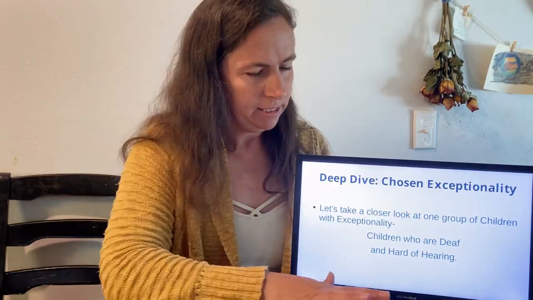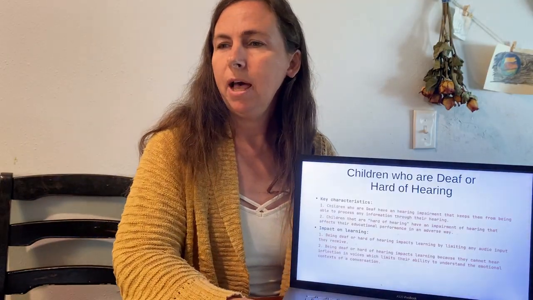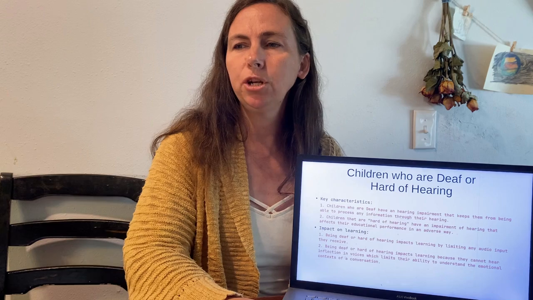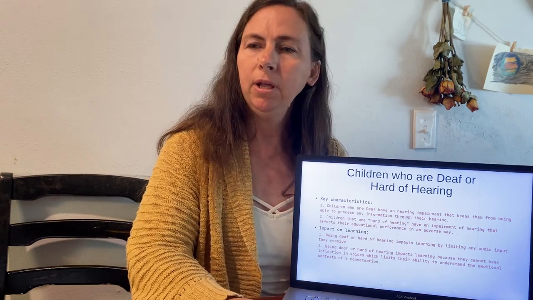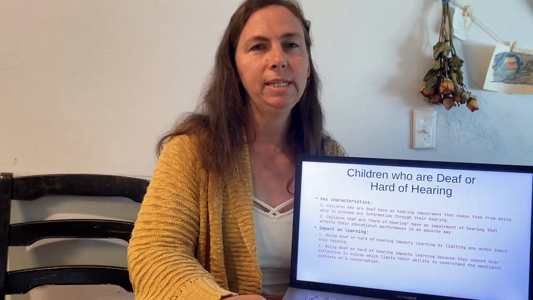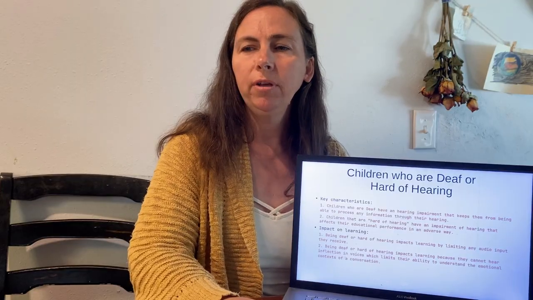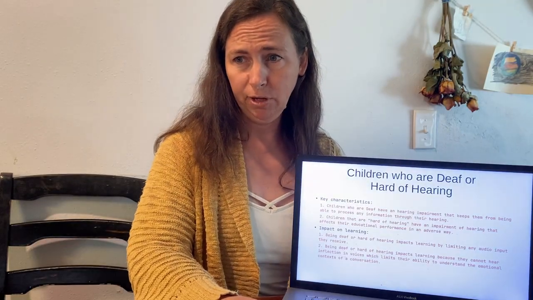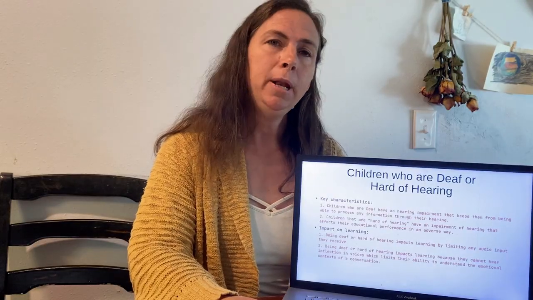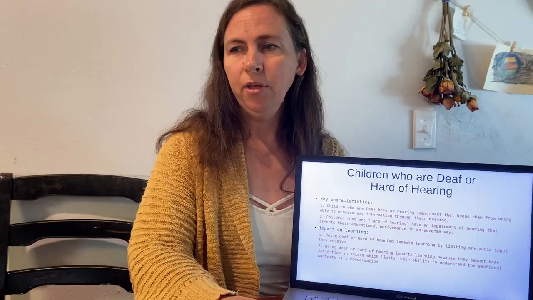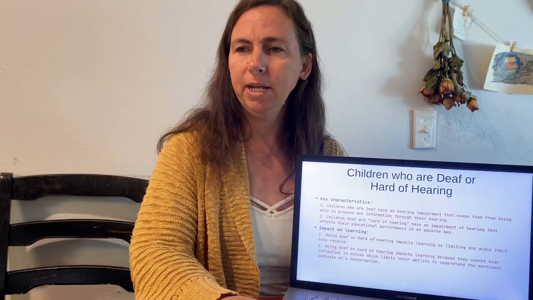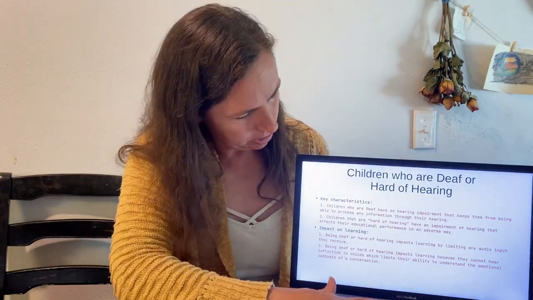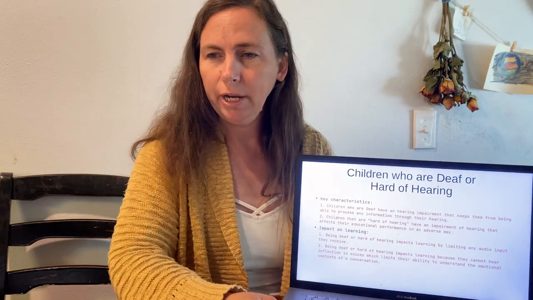The key characteristics of children that are deaf is that they have a hearing impairment that keeps them from being able to process any information through their hearing. They cannot hear even with hearing aids or sounds being amplified. Children that are hard of hearing have an impairment of hearing that affects their educational performance in an adverse way. This loss of hearing may be permanent or fluctuating. Both the deaf and the hard of hearing require special education adaptations for them to be successful on their educational journey. Let's talk about some of the impacts on learning.